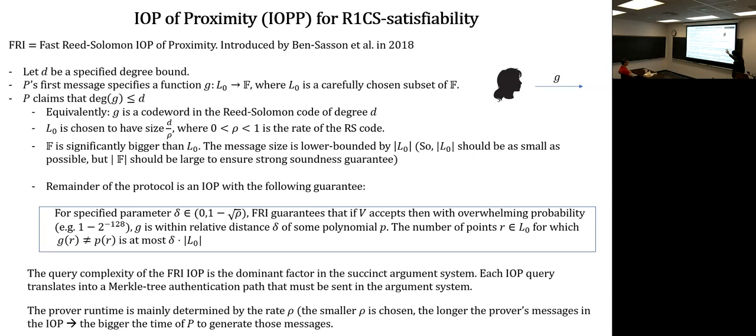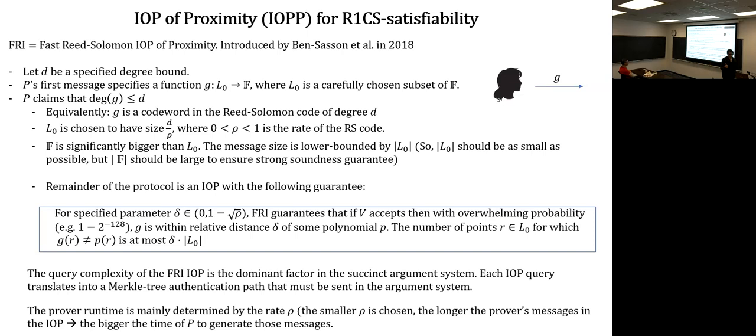So basically, the remainder of the protocol of FRI is just an IOP. FRI is an interactive oracle proof of proximity. The remainder of the protocol is now based on it, it's just an IOP, an interactive oracle proof with the following security guarantee.